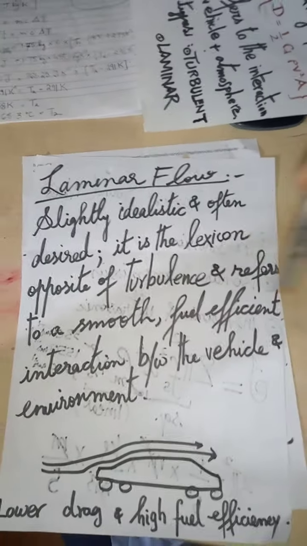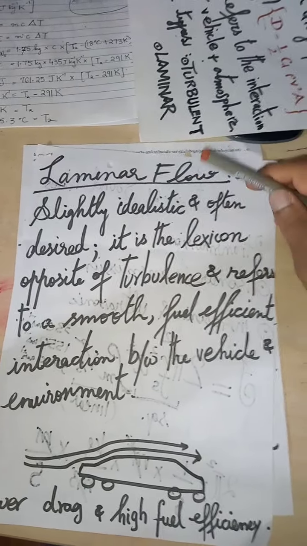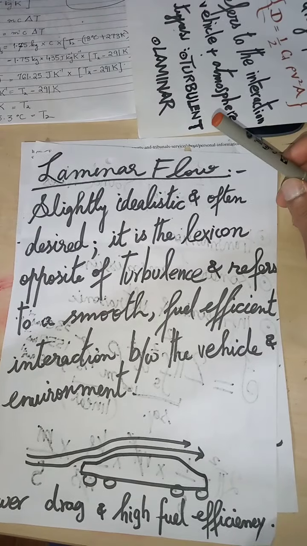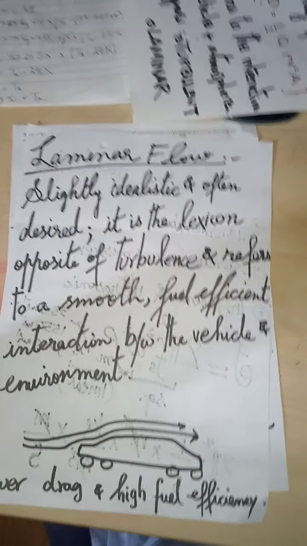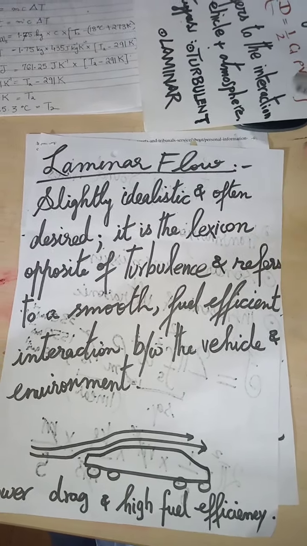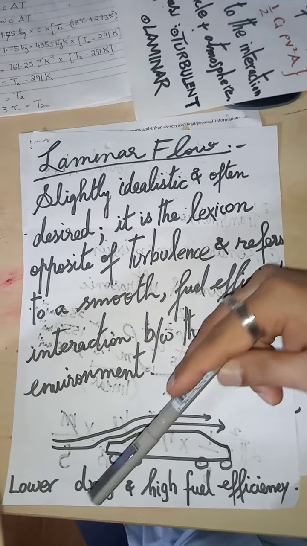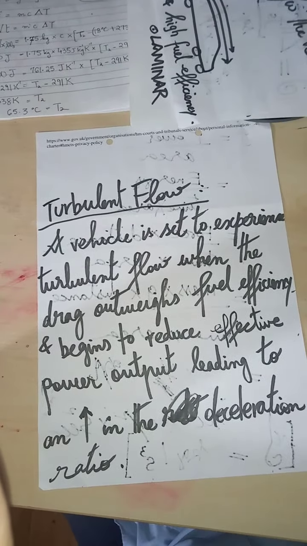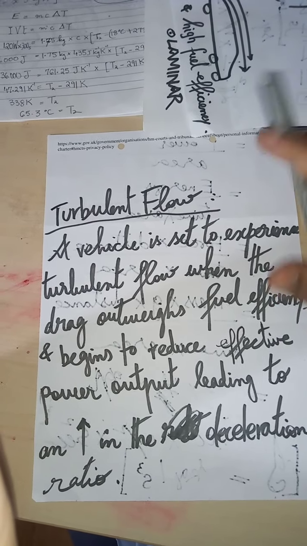The laminar flow is idealistic and often desired. It's the dream of every manufacturer to produce vehicles that have the least amount of drag and highest amount of fuel efficiency, and they're trying to marry the two together. It's the lexicographic opposite of turbulence, referring to a smooth, fuel-efficient interaction between the vehicle, i.e. a ball bearing or a car or a double-decker, and the environment. So the lower the drag, the higher the fuel efficiency, and the higher the drag and lower the fuel efficiency, the more turbulence.